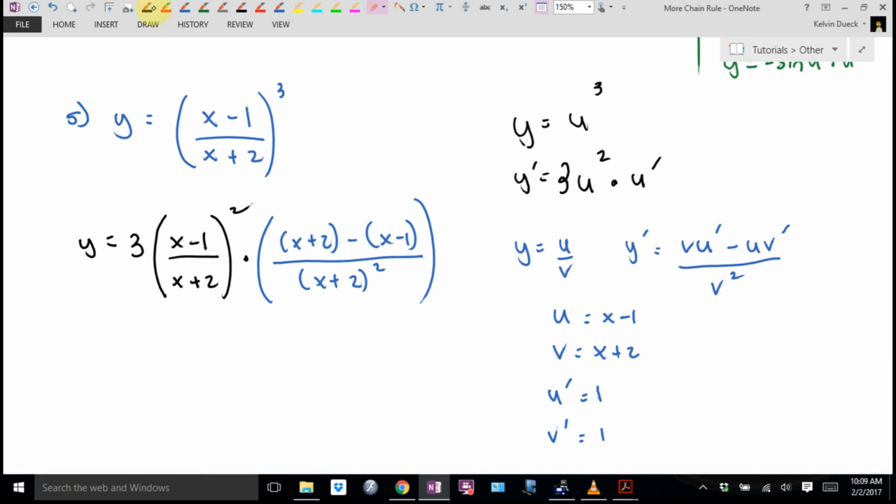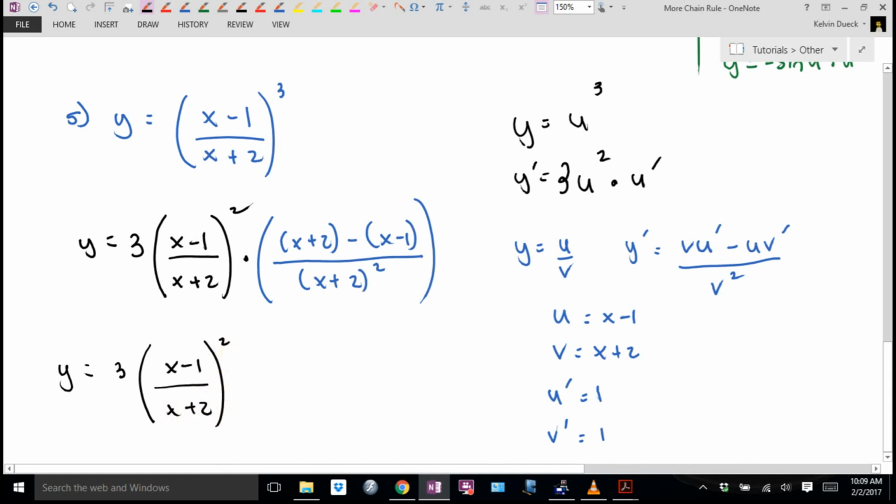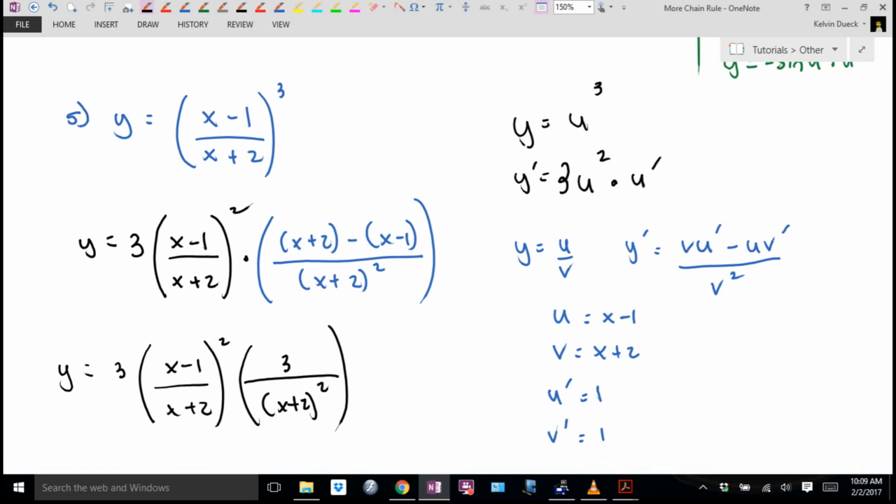So, right now, I have a 3. I have an x minus 1 over x plus 2 all squared. I have a 3 and an x plus 2 all squared. The only thing that I would do after this is I can't help noticing, since this is times, times, times, I got a 3 and I got a 3. It's a 9.